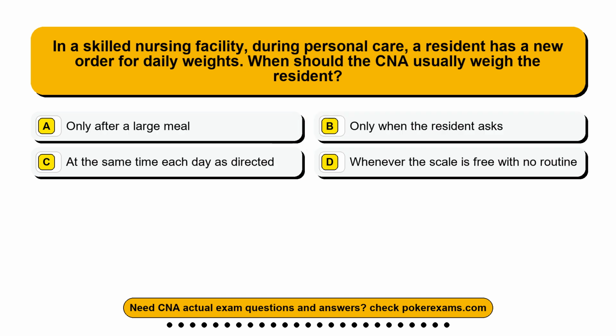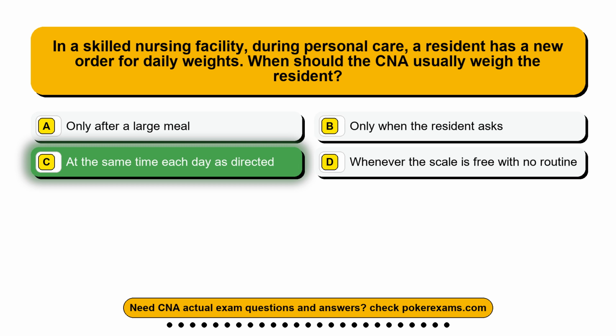Question 16. In a skilled nursing facility, during personal care, a resident has a new order for daily weights. When should the CNA usually weigh the resident? Option A. Only after a large meal. Option B. Only when the resident asks. Option C. At the same time each day as directed. Option D. Whenever the scale is free with no routine.